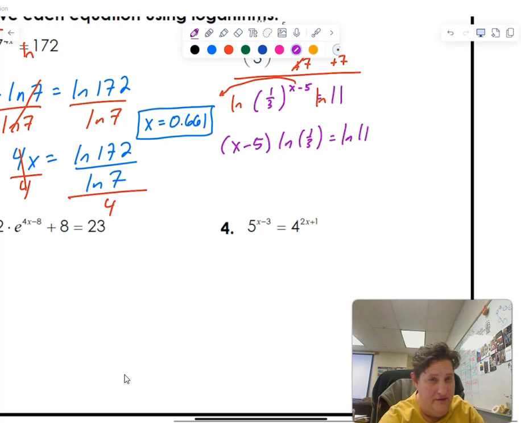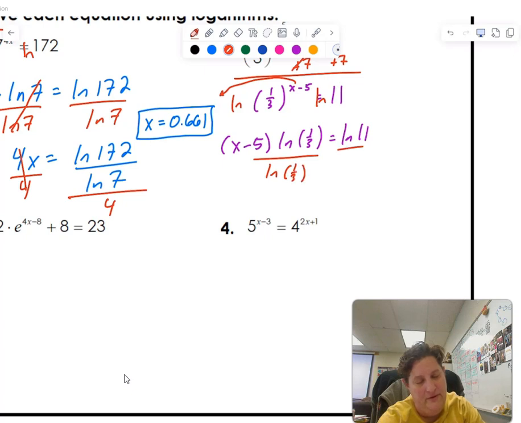Now again, we're trying to solve for x. We're getting rid of stuff one at a time. First, I'm going to get rid of the ln of 1/3. Okay, that gets rid of that. So it says x minus 5 equals ln of 11 over ln of 1/3. And then I'm going to just add 5. Okay, and I'm going to go type that in.